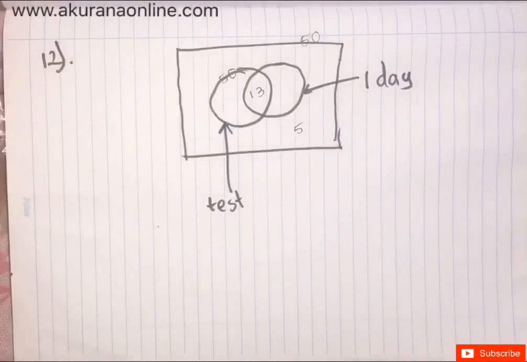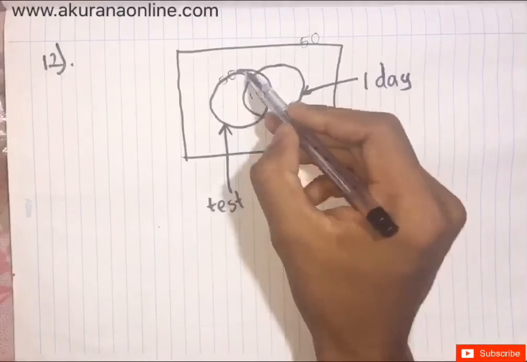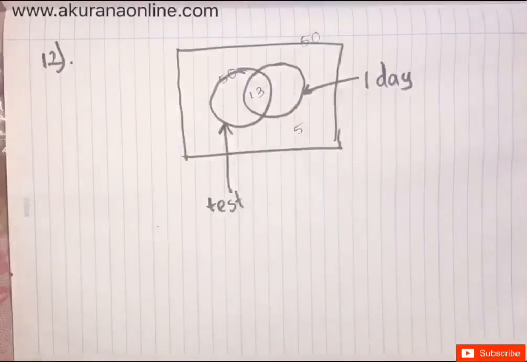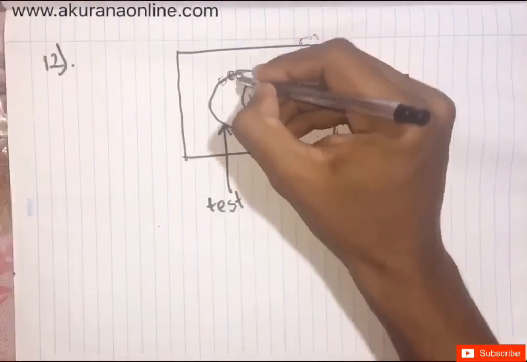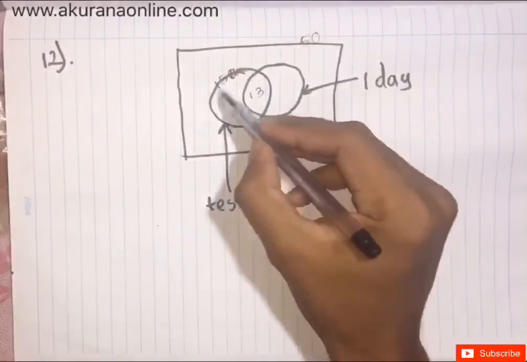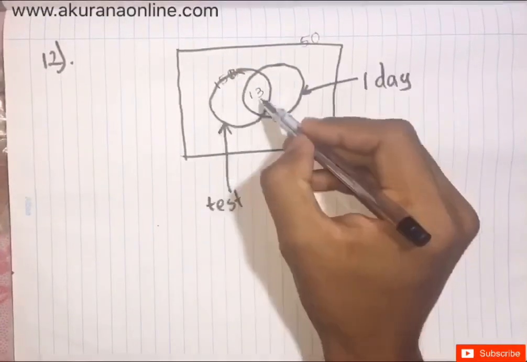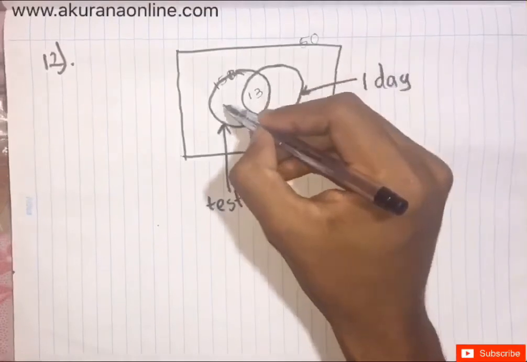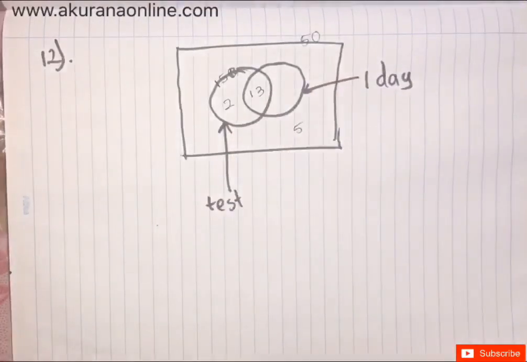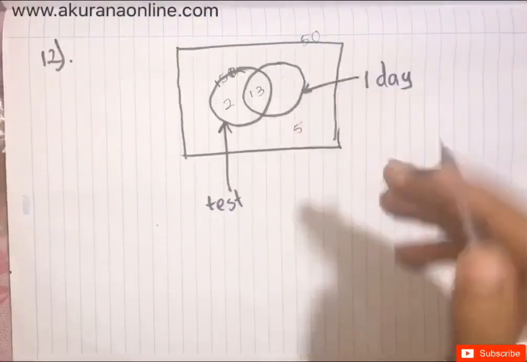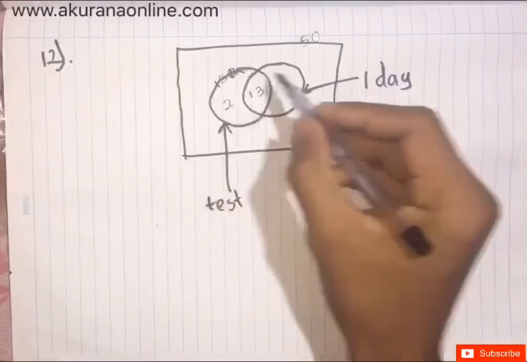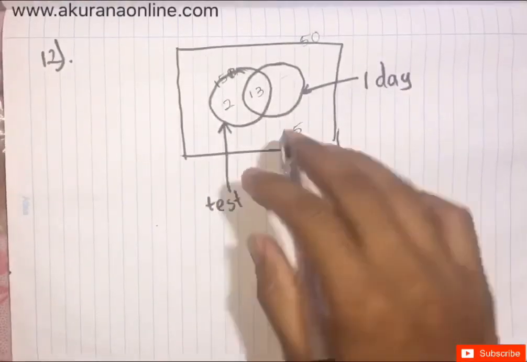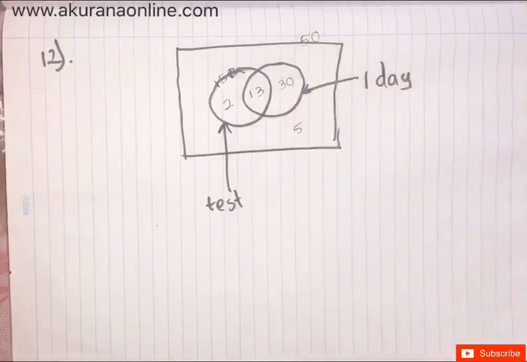Now you have to copy the Venn diagram and find the number of elements belonging to each region and then write them. Now since this total is 15, if this is 13, here you get 2. That's done. Now you can even find this part. That is, this total is equal to 15 and 5 is equal to 20. What is the balance? Equal to 30.